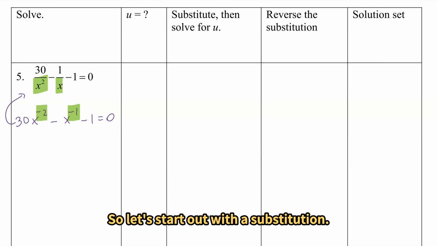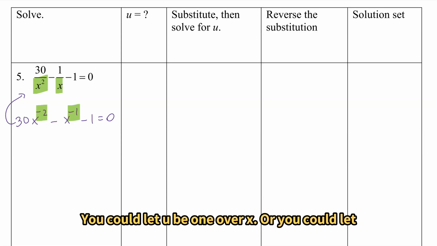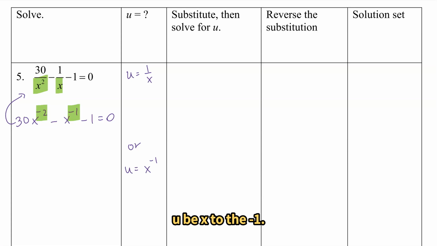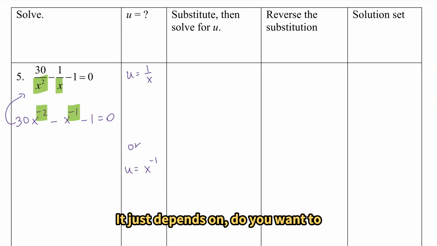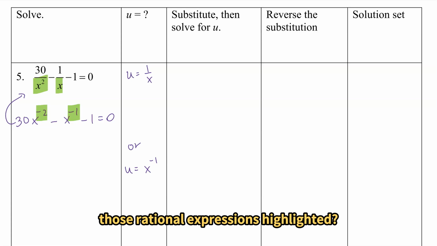So, let's start out with a substitution. Depending on the situation that you have and how you want to work with u, you could let u be 1 over x, or you could let u be x to the minus 1. They are equivalent. It just depends on, do you want to make sure you're keeping up with negative exponents, or do you want to make those rational expressions highlighted?